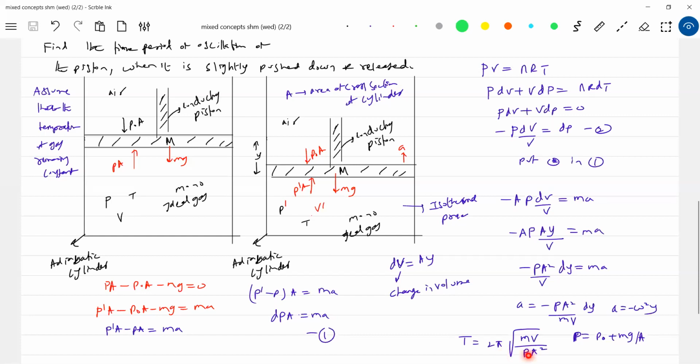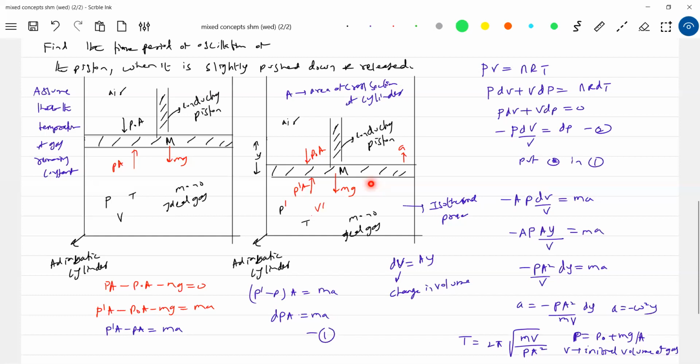Okay, this one. So what is the P? P naught plus mg by A. Instead of writing, let me write it here only. What is V? Initial volume of the gas. Sir, how can you say isothermal? On what basis? It can be adiabatic also. If the time period is very less, the gas will undergo adiabatic process. If the time period is more, then it'll be isothermal.